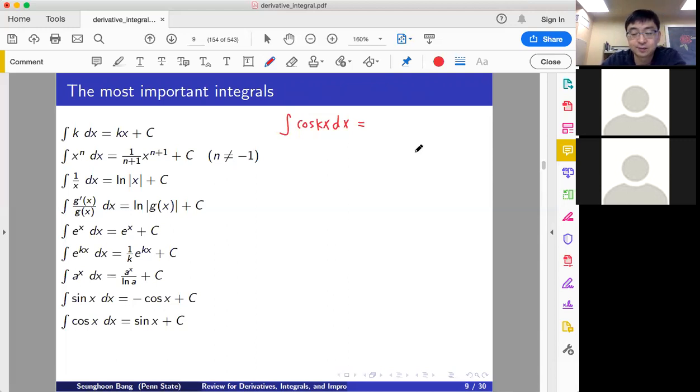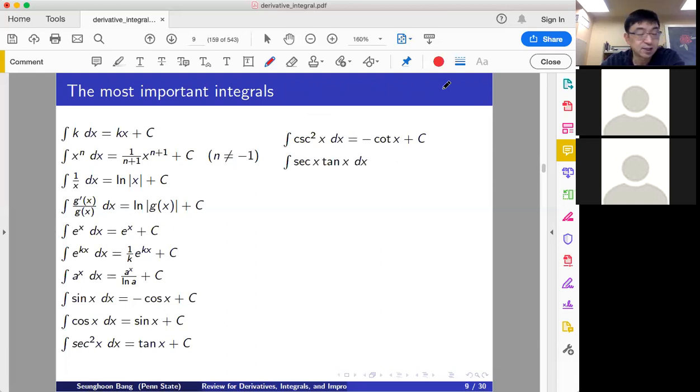The answer is similar. You can use 1 over k times sine kx plus c. Like this: the integral of secant squared is tan x plus c. The integral of cosecant squared is negative cotangent x plus c. The integral of secant x times tan x dx is secant x plus c. The integral of cosecant cotangent dx is negative cosecant x plus c.